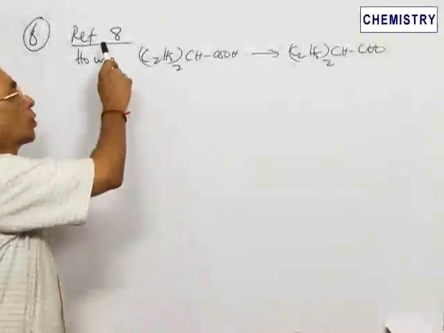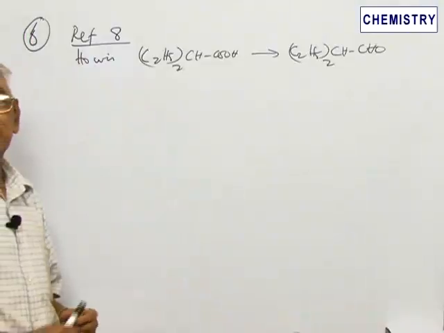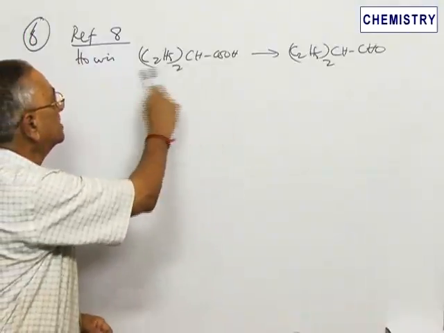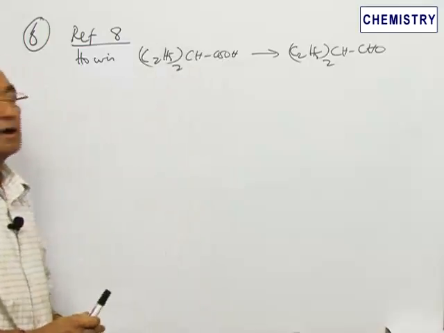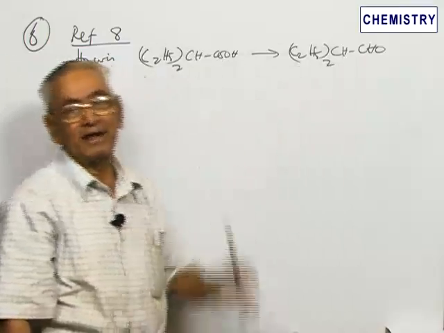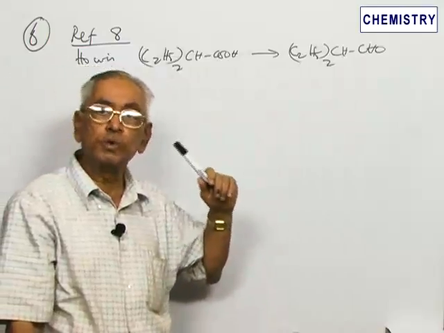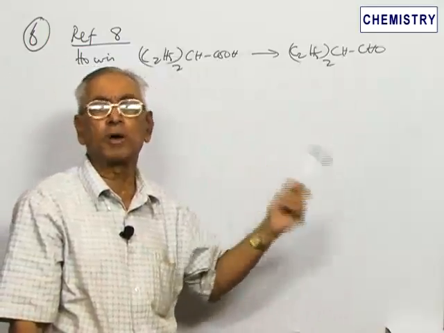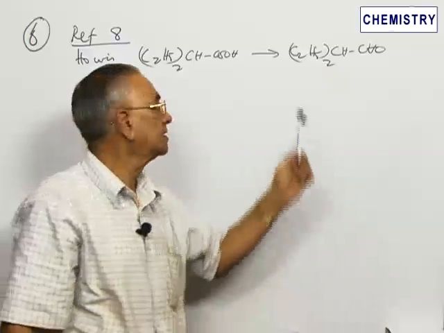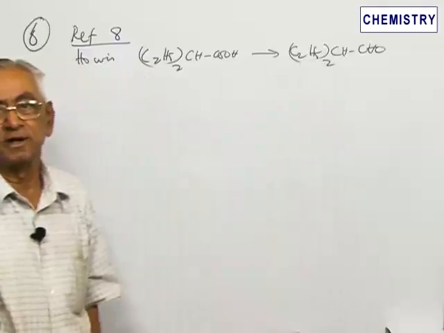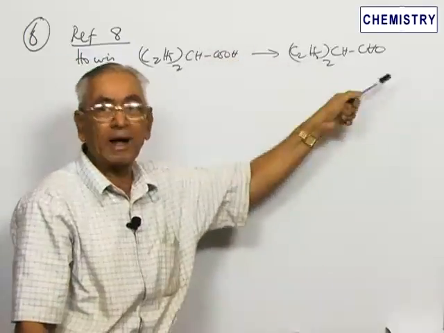Now refer to question number 8 in the question set. The question asked is, how will you convert this acid, diethyl acetic acid, to give rise to the aldehyde? Normally, aldehydes can easily be oxidized to the acid by means of some suitable oxidizing agents like permanganate or dichromate or any one of the common oxidizing agents.